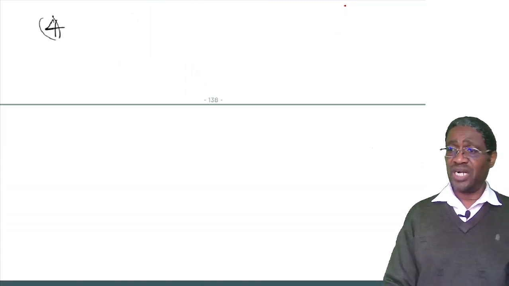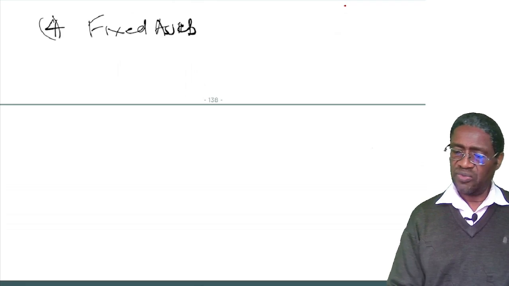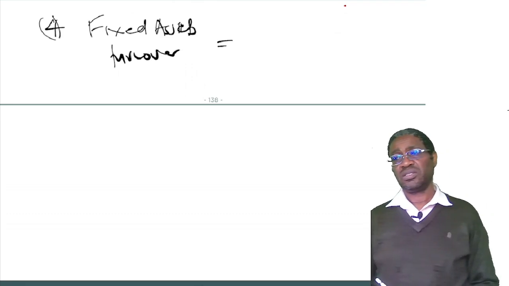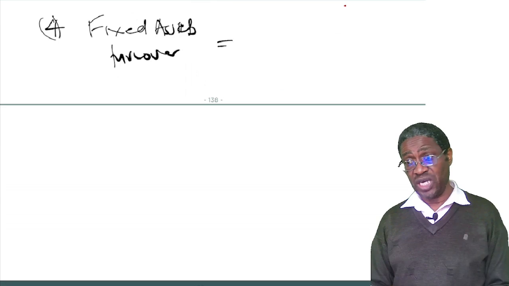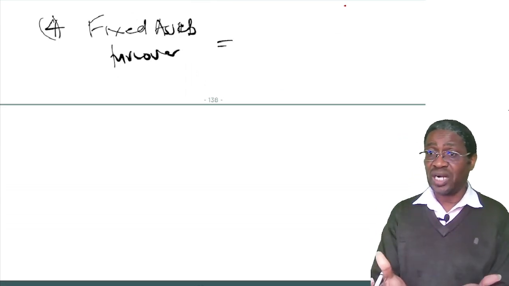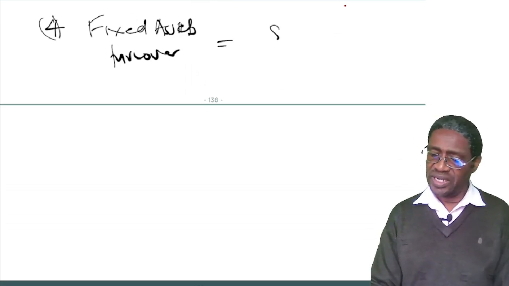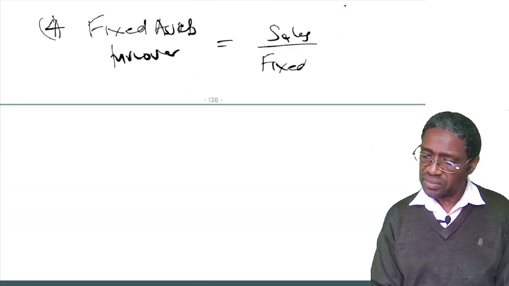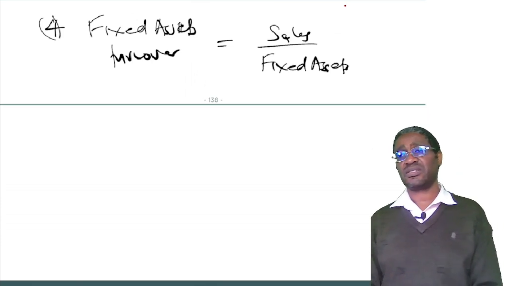The fourth ratio under activity is what we call fixed assets turnover. How do we get it? Fixed assets are also called non-current assets. You may be told to calculate the non-current assets turnover or fixed assets turnover. We get it by taking sales divided by fixed assets.